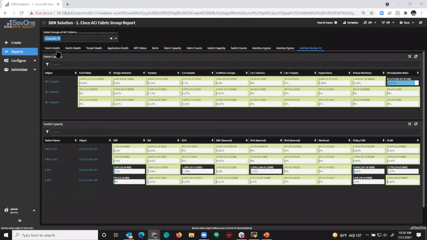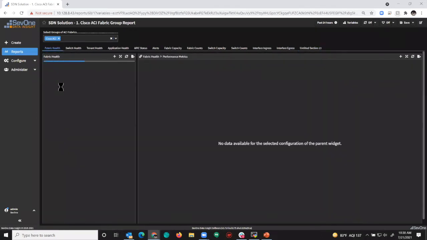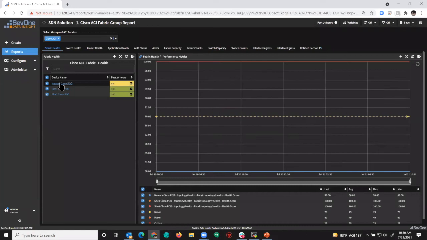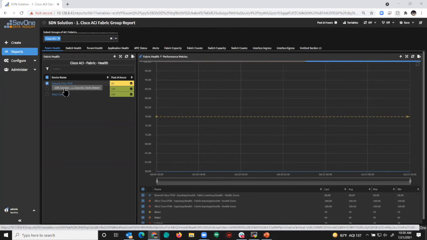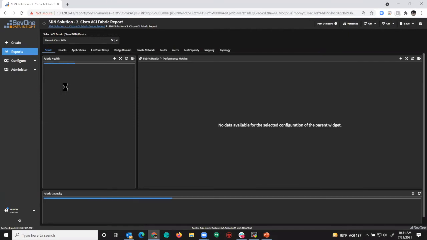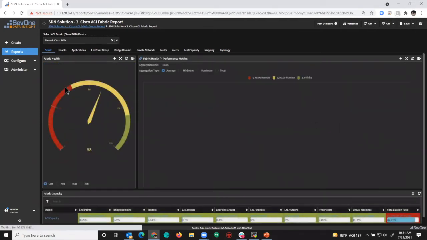So if we go back to the fabric health, let's dive in a level and look at a specific fabric. So in SevOne Data Insight, I have the ability to link other reports in. So I've selected this particular device, which is actually a fabric, and I want more detailed information. So this will take me to the fabric report, and the fabric report is going to focus on that one particular fabric, and it's going to allow me to look at a little bit more specific information.